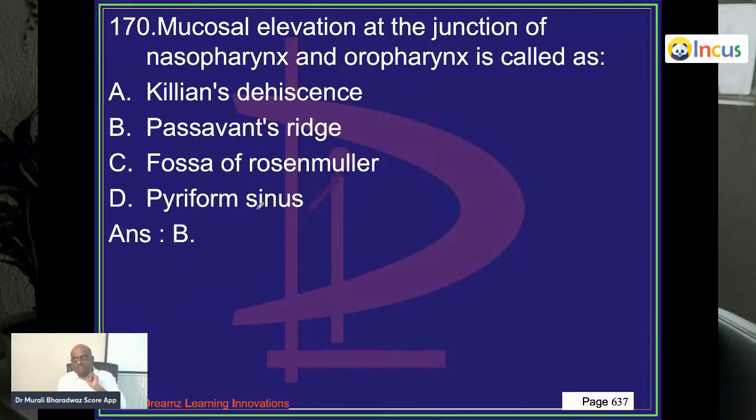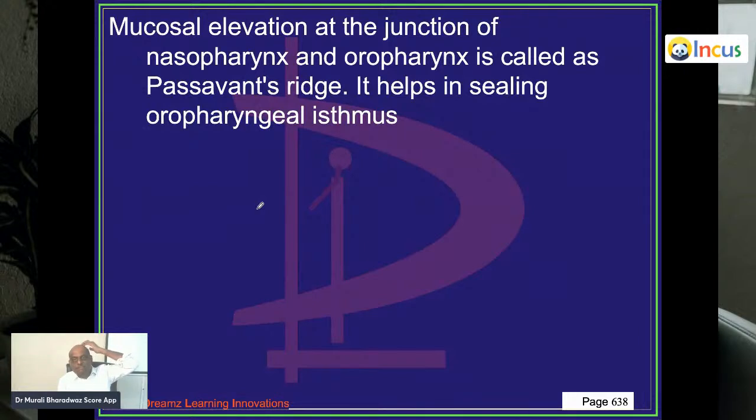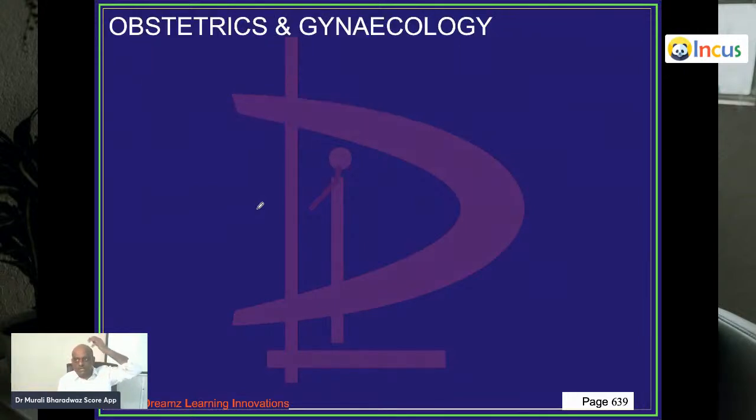Naso-oropharyngeal junction. What is that mucosal elevation called? Killian's... it is called Passavant's ridge. Okay, naso-oropharynx junction.